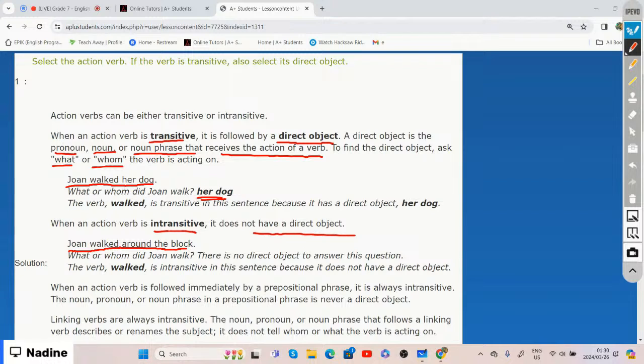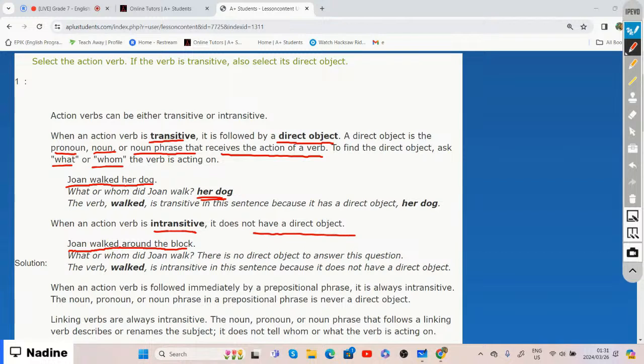And we said "Joan walked around the block." So now the question is, what or whom did Joan walk? There's no direct object to answer the question what or whom. We only answer the question what or whom if it's a transitive verb, because it has a direct object. If it's intransitive, it does not have a direct object, which means we cannot answer the question because there is no pronoun, noun, or noun phrase that it is acting on.